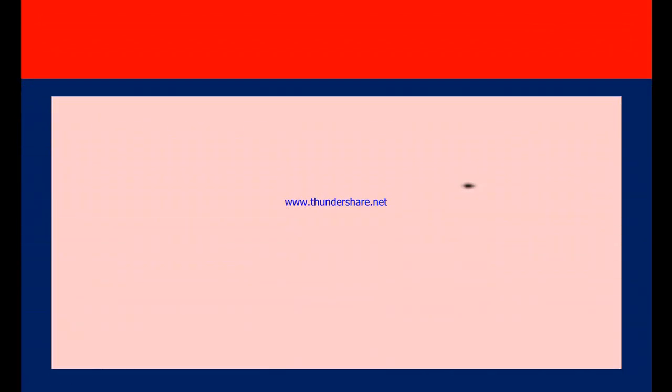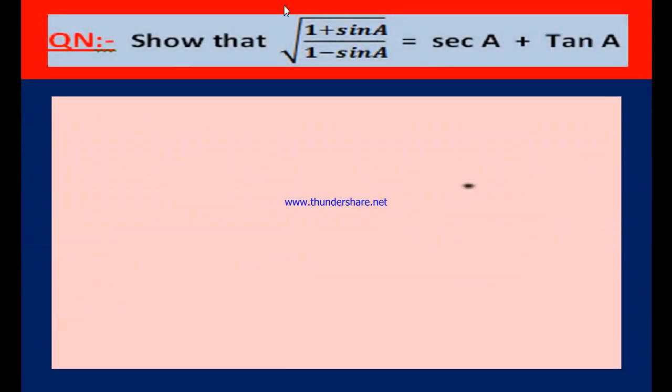Now, question number 2. Show that root over (1 plus sin A) by (1 minus sin A) is equal to secant A plus tan A. I shall repeat. Show that root over (1 plus sin A) by (1 minus sin A) is equal to secant A plus tan A.